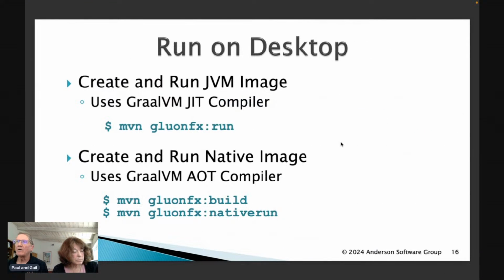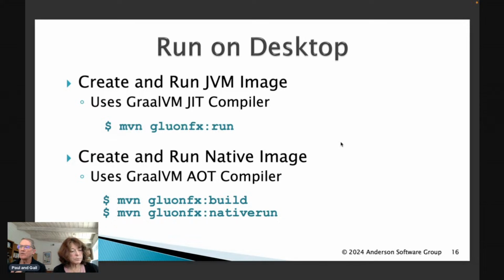Okay, let's talk about how we generated everything with Maven commands for not only running and testing on the desktop, but also on iOS and Android. So here, what you see is what we did for initial testing. We used the Maven gluonfx:run command to compile, link, and create a JVM image that runs on our desktop. And to do this, GraalVM uses its just-in-time JIT compiler. The other commands that you would see here would build and create a native image to run on the desktop. And in this case, GraalVM would use its AOT compiler.